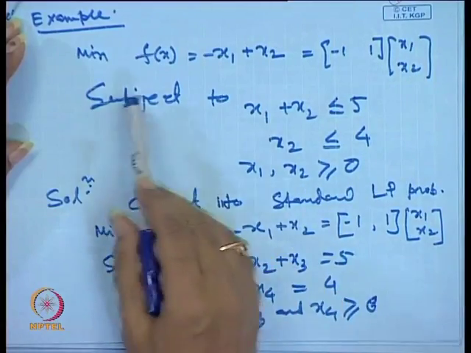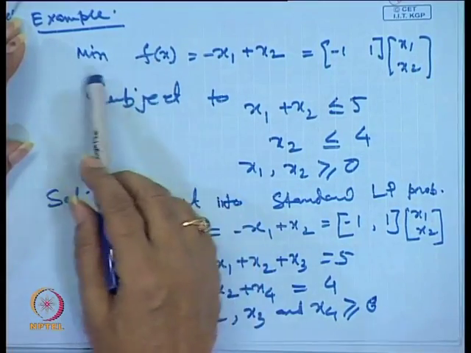Last class we discussed how to solve linear programming problems and quadratic programming problems by using the interior point method. And we took one example to illustrate this technique. We could not complete this problem, so we recap this problem once again.